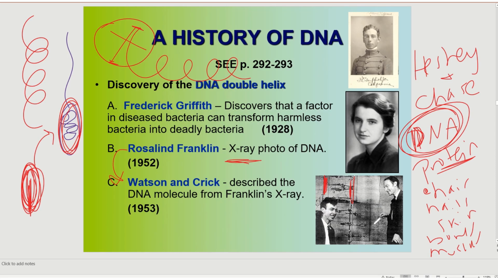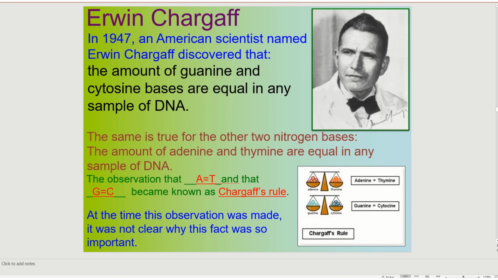Anyway, they were able to make this puzzle together after that, with the help also of this man, Erwin Chargaff. And in 1947, he pretty much discovered that it's like a puzzle. A goes with T, G goes with C, and they called it Chargaff's rule. And your note should have the picture of the x-ray.